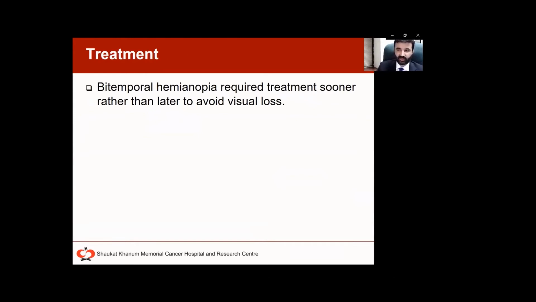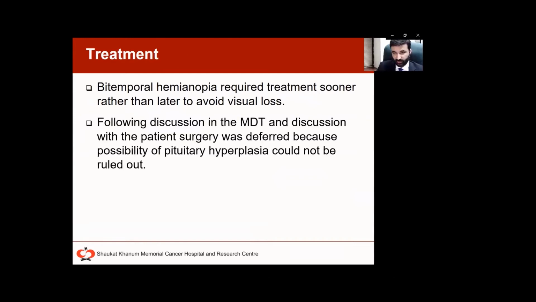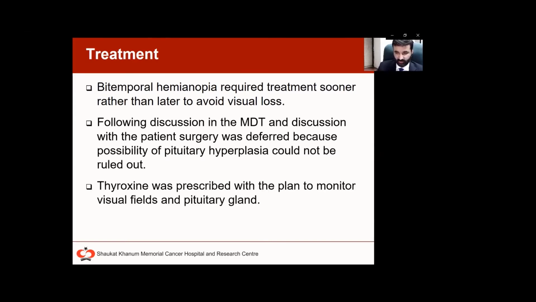We discussed the patient in the multidisciplinary meeting, and we also discussed with the patient the possibility of pharmacological intervention or surgery. Reviewing the images in the meeting, and the primary hypothyroidism picture and a normal insulin tolerance test, we felt that hyperplasia was a real possibility in this patient. And we decided to go ahead with thyroxine prescription. At the same time, we decided to monitor the visual fields, and if there was any worsening in the visual fields, we decided to then go for the surgical option.